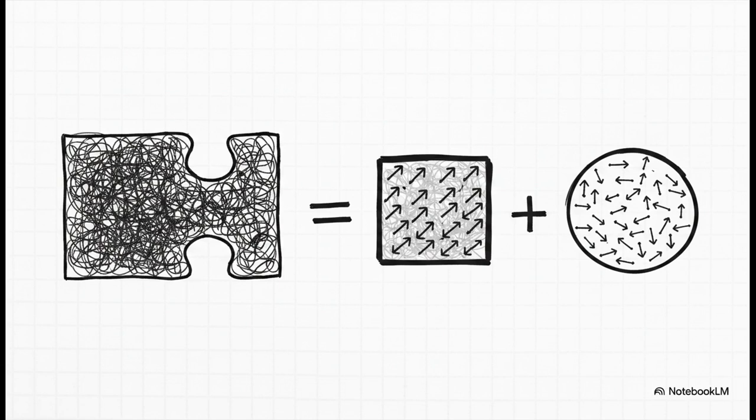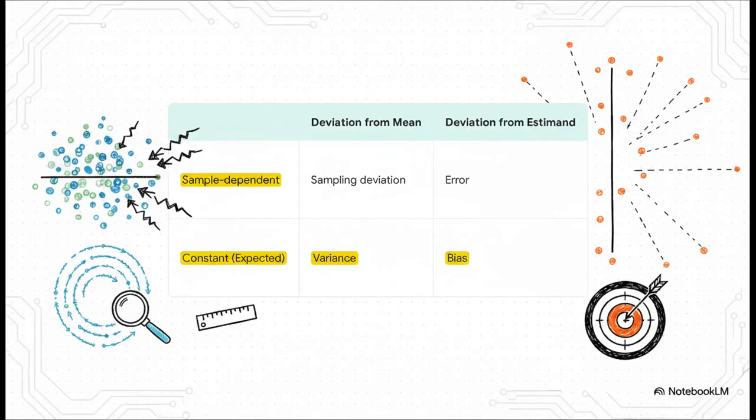And this isn't just some neat math trick. It's an incredibly powerful diagnostic tool that tells us why our measurements might be wrong. This table puts it all together perfectly. The column on the right is all about accuracy. How far is your arrow from the bullseye, from that true estimand? That's your error and your bias. The column on the left is all about precision. How tightly clustered are your shots with each other? That's your deviation and your variance. They are related, but they are very distinct sources of problems.